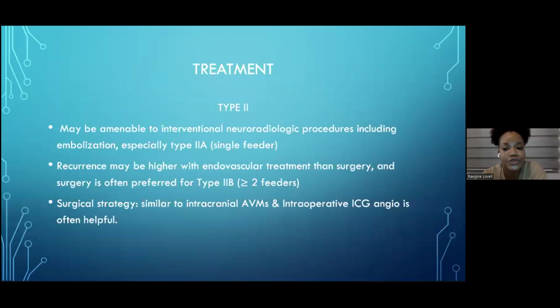Type 2, so spinal glomus AVMs, they may be amenable to interventional neuroradiological procedures. This includes embolization, particularly the type 2A or single feeders. However, in type 2B, recurrence may be higher with endovascular treatment, and so surgery is preferred for type 2B malformations. The surgical strategy for these spinal AVMs is similar to intracranial AVMs, except that the parenchyma cannot be retracted. Bleeding is rarely life-threatening.